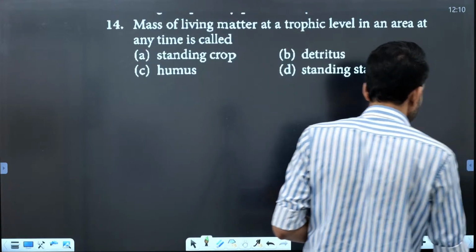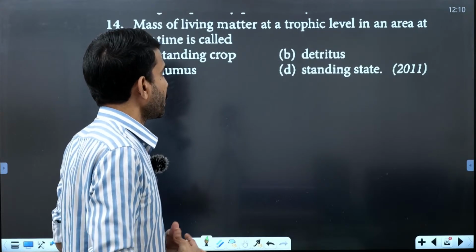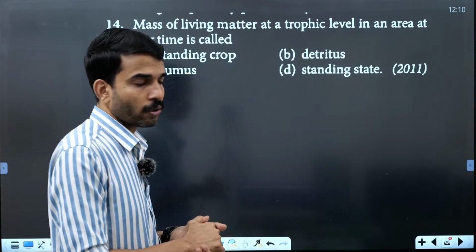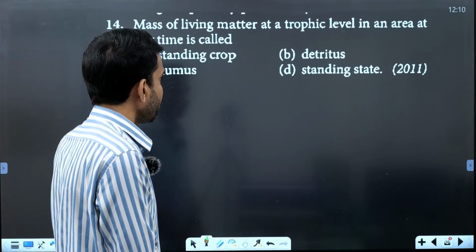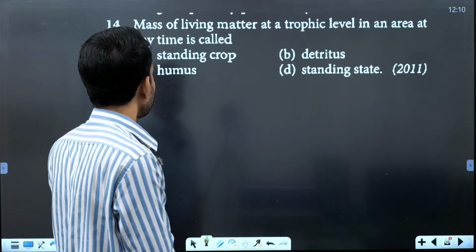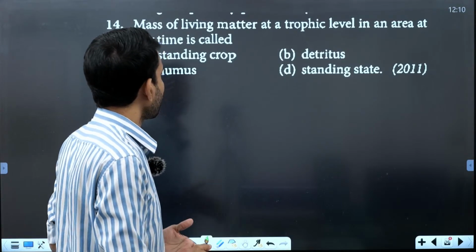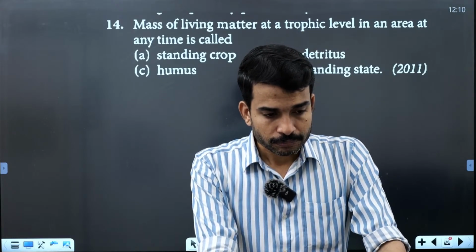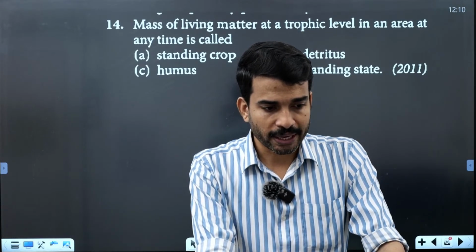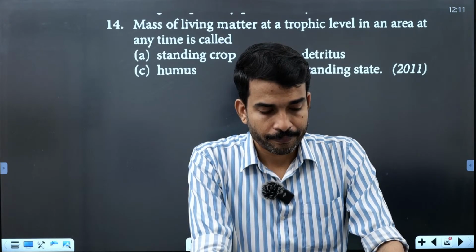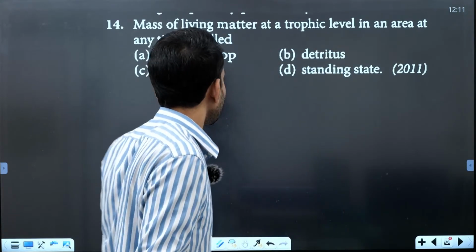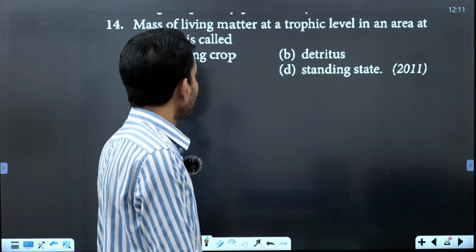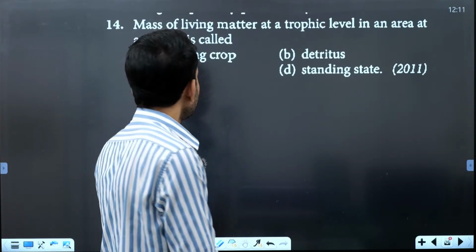Next one. Mass of living matter at a trophic level in an area at any time is called. Mass of living matter, similar question we heard already. We have standing crop, we have humus, we have detritus, and also we have standing state. Vismaya has given an answer. Others also can guess it. The amount or the mass of living matter at a trophic level in an area at any time.